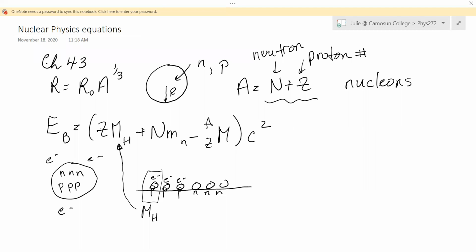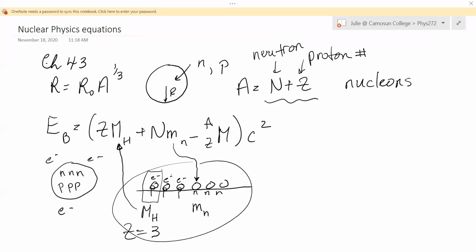And Z is the number of these little units that we have. So it's the same as the number of the protons. So in this case, Z would be 3 because we have 3 protons, each of which has a little electron attached. This M_n is the mass of the neutron, and N is the number of neutrons. So clearly the mass of these would be M_n times 3. Now, if I add all this up, that's what these first 2 terms are. I get a certain mass. Let's just use some goofy numbers, 10 kilograms.